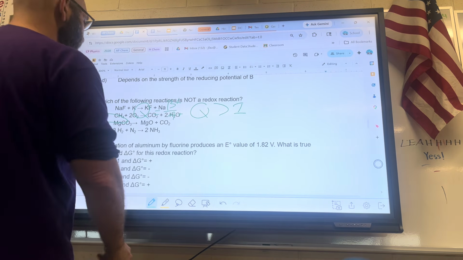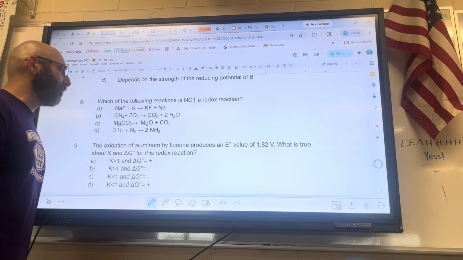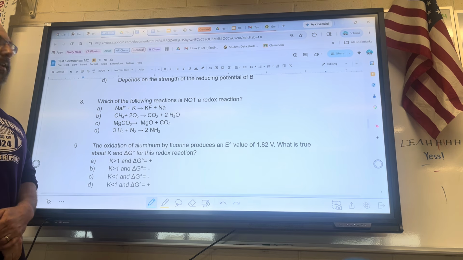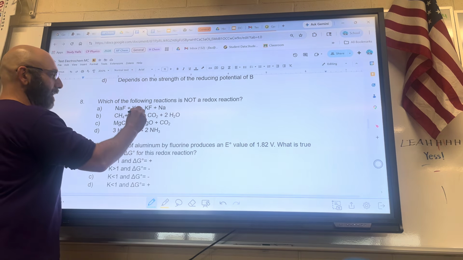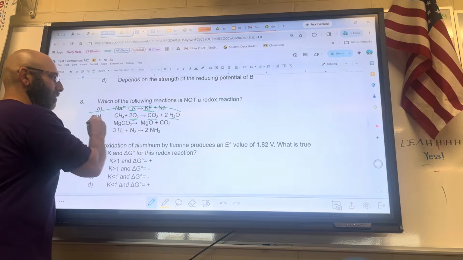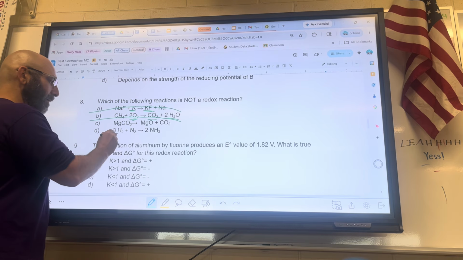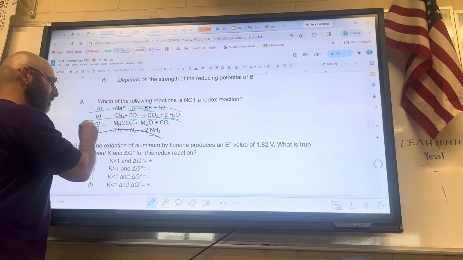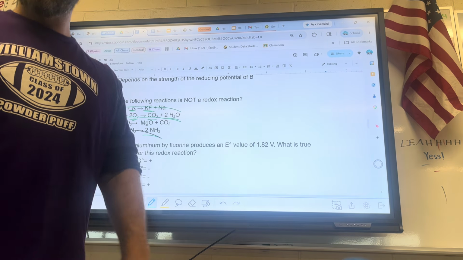All right, 8, which one is not a redox reaction? Again, look for things where you've got elements that are alone and not alone. I'm alone, I'm not alone. Wrong. All right, I'm alone, I'm not alone. Redox. I'm alone, I'm not alone. Redox. There's your answer.